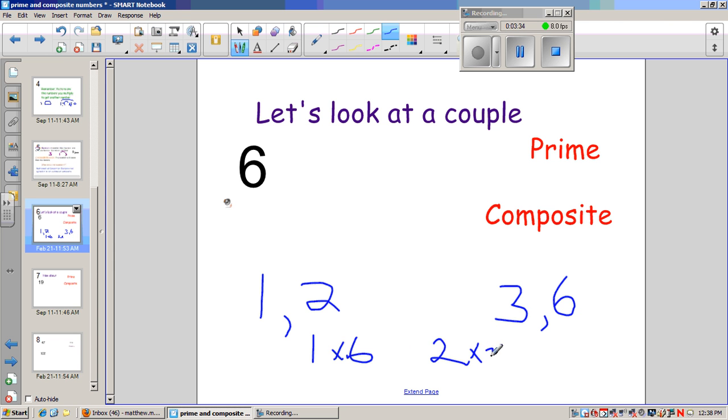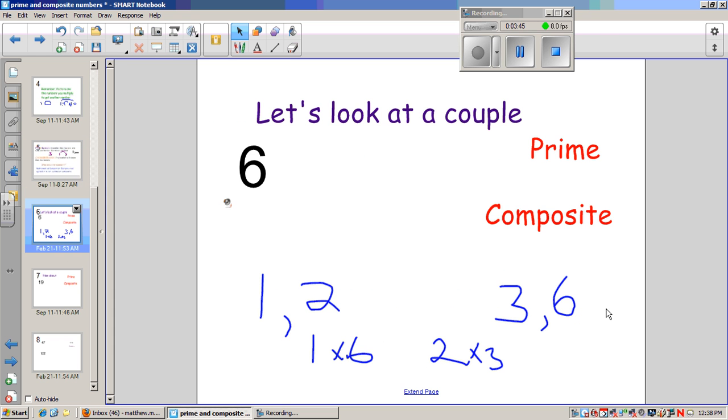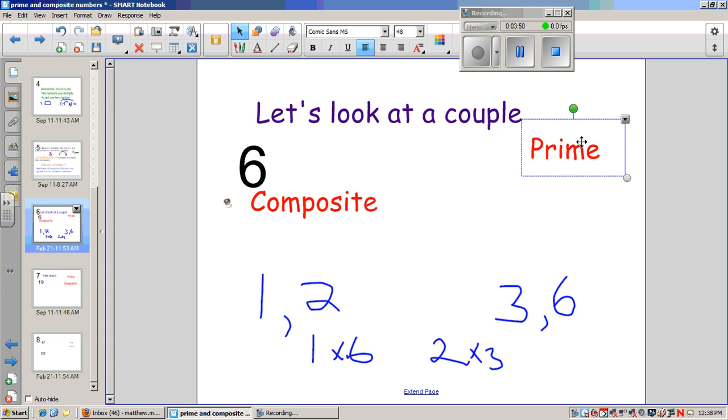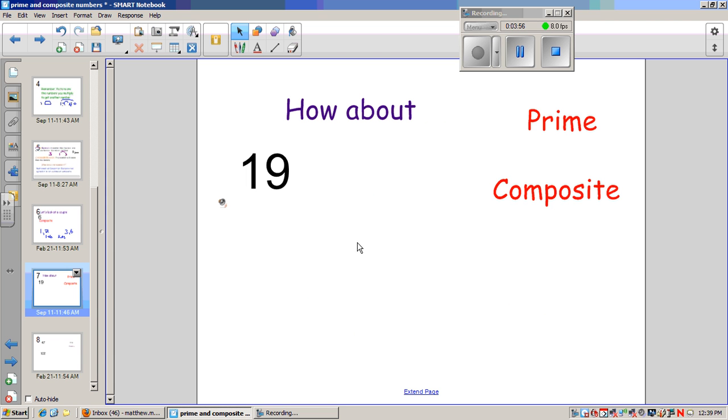So if we go back and look at our definition, we know a prime number has only 2 factors. Composite has more than 2. Well, there's more than 2 here, which means 6 is a composite number. So we're going to get rid of this. Boom. 6 is composite.